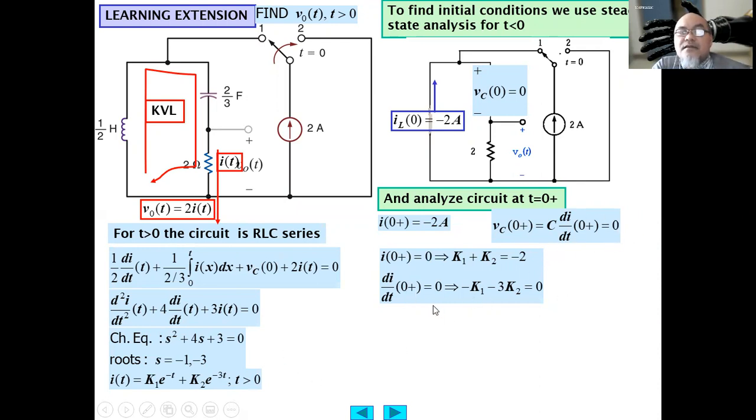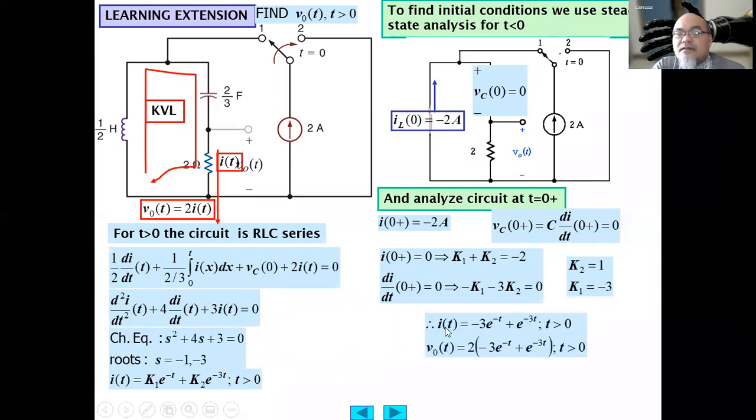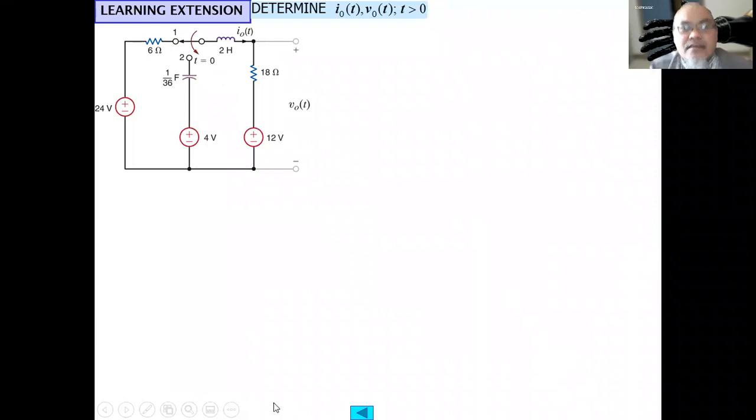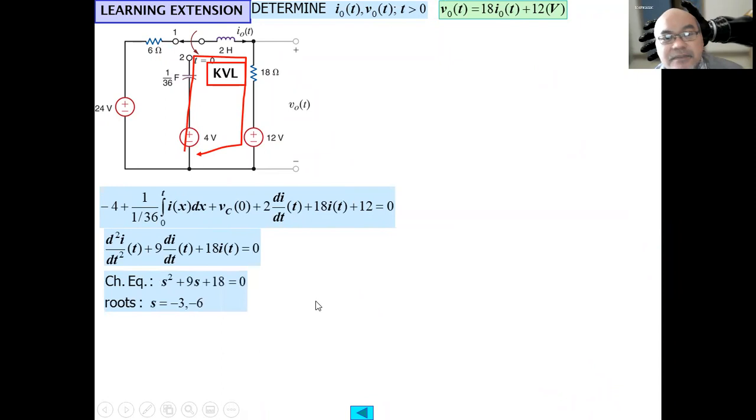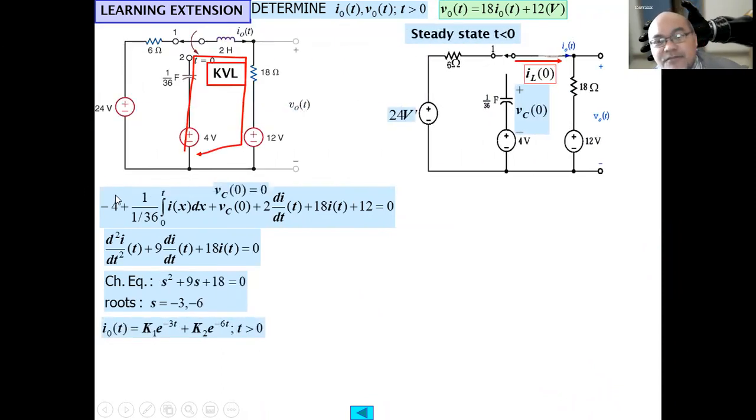So minus K1 minus 3K2, from the derivative here, equals 0. From these two equations, we obtain K1 equals minus 3, K2 equals 1. And i(t) equals minus 3 exponent minus 3t plus 1 exponent minus t. The output becomes 2 times i(t), because the resistor is 2 ohm. Okay, I think that is enough for this example, which is similar to the previous example.